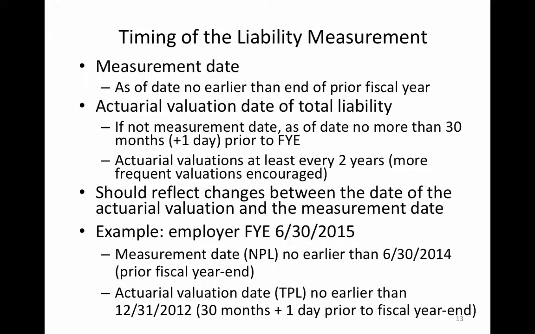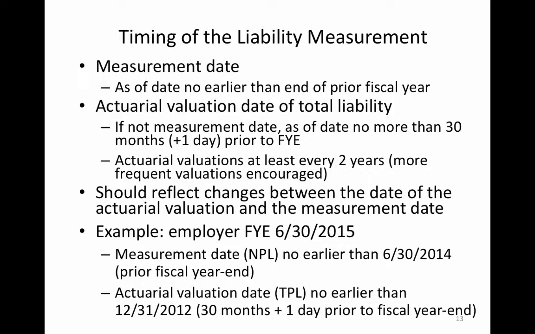The measurement of the liability should be based on an actuarial valuation, either as of the same date as the measurement date or as of a date no earlier than 30 months and a day prior to the fiscal year end. It tends to be much sooner than that because actuarial valuations need to be done at least every 2 years, and frankly, for the large plans, they all do them every year.